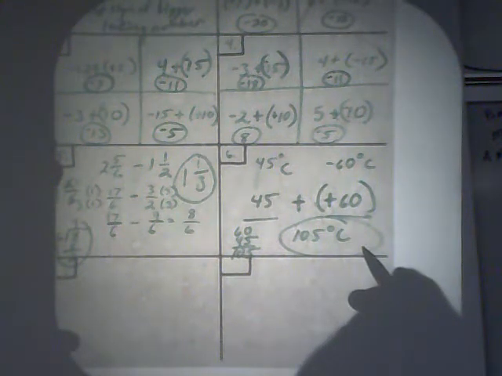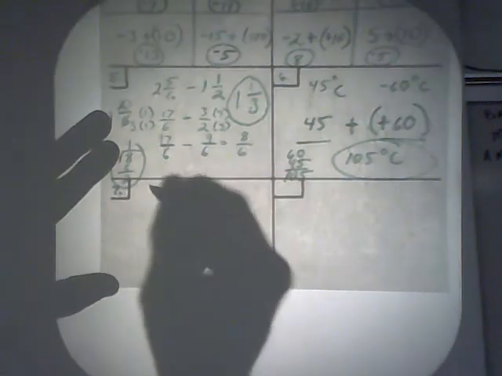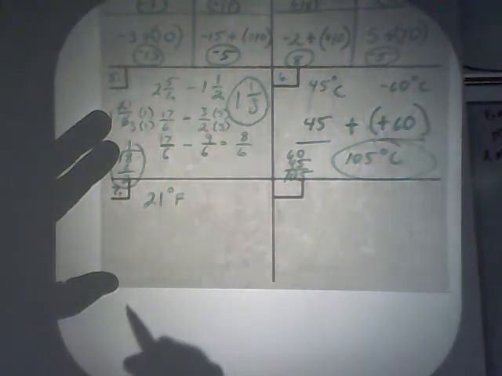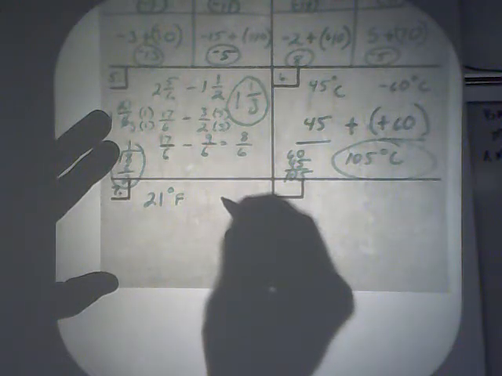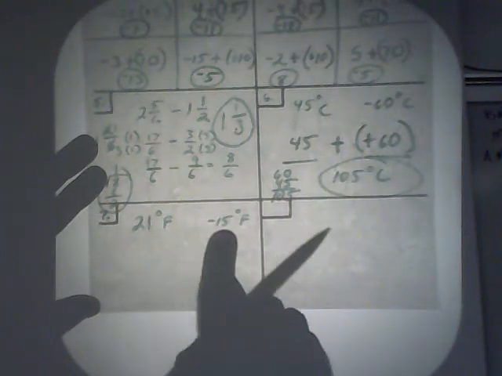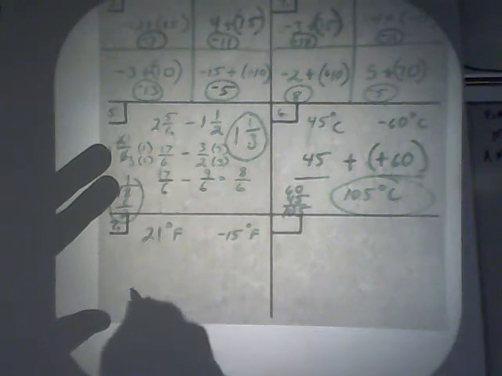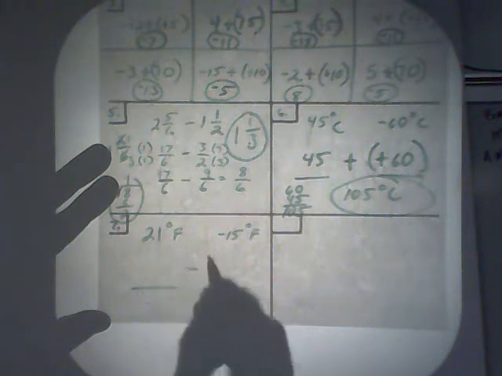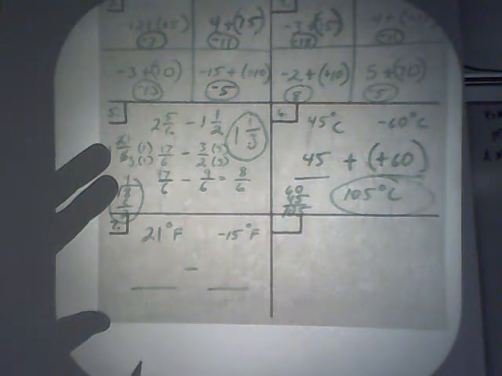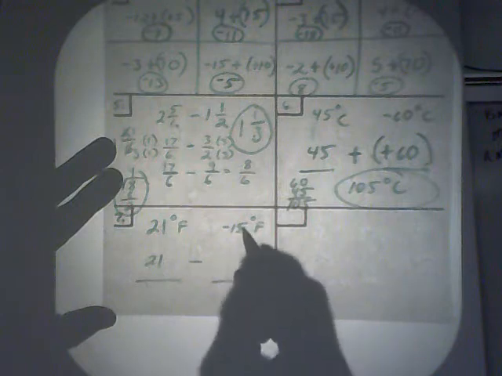Okay, let's do another one, number 7. So I take the temperature in the morning, it's 21 degrees Fahrenheit this time. And then later in the day, it drops to negative 15 degrees Fahrenheit. Okay, so we draw our lines because we know we're looking for the difference. So we put the first one, 21. We put the second one, negative 15.